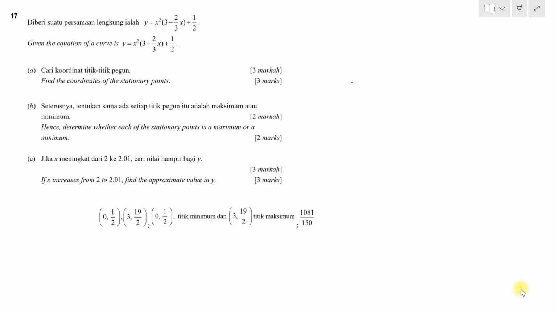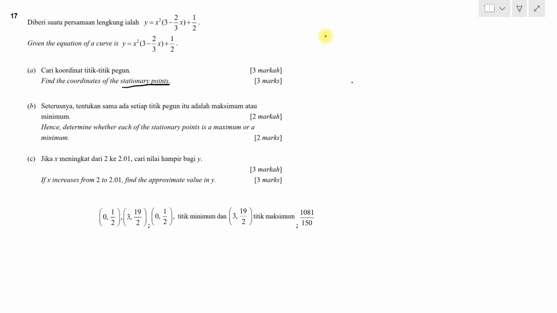Okay, here is a question asked by a student. Let's look at this. Question 17, loose paper 1. Given the equation of the curve is something like this, find the coordinates of the stationary point.